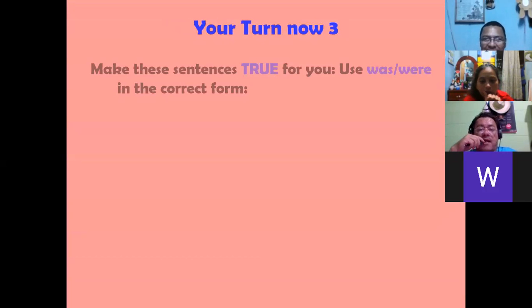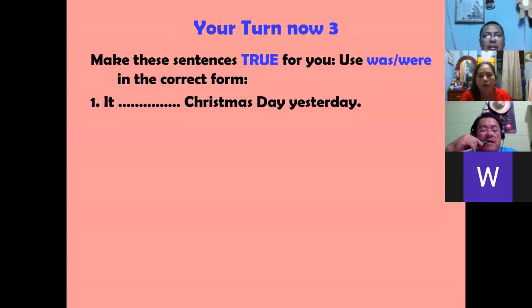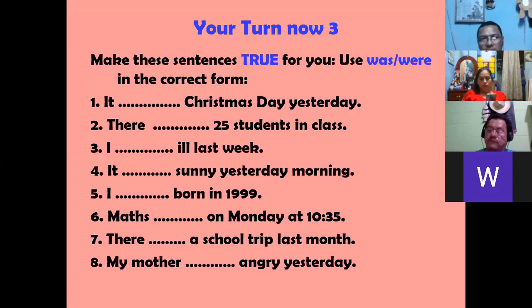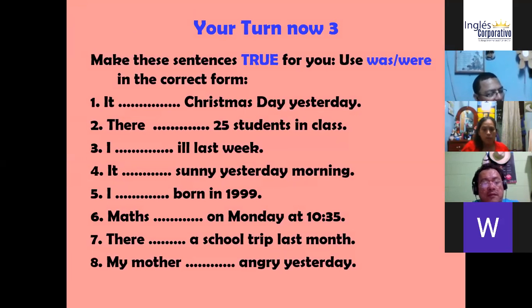We were in London. Justo lo que vamos a decir. Make this sentence true for you in the correct form. Estas tenemos que hacerlas de acuerdo a nuestra realidad. Por ejemplo, en mi realidad y en la de ustedes, ayer no fue día de Navidad, ¿verdad? Entonces diríamos it wasn't Christmas Day yesterday. Tratemos de hacerlas en el cuaderno a modo que sean reales para ustedes las oraciones. I was in it last week.